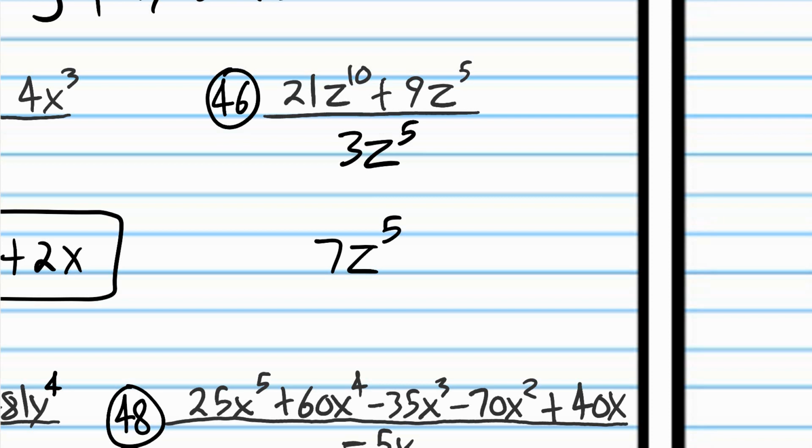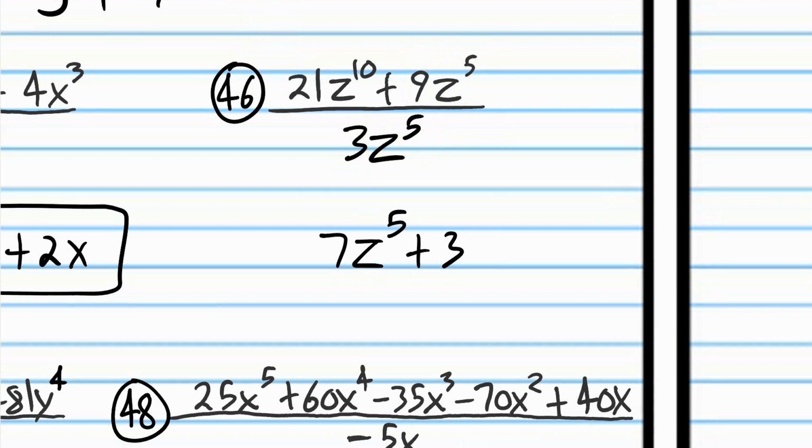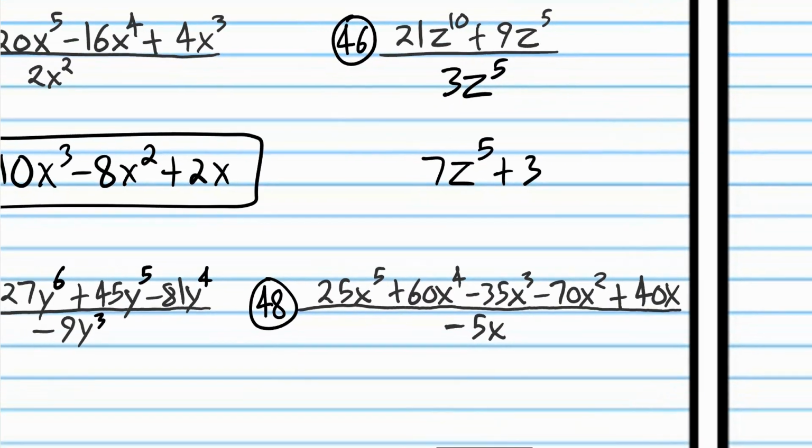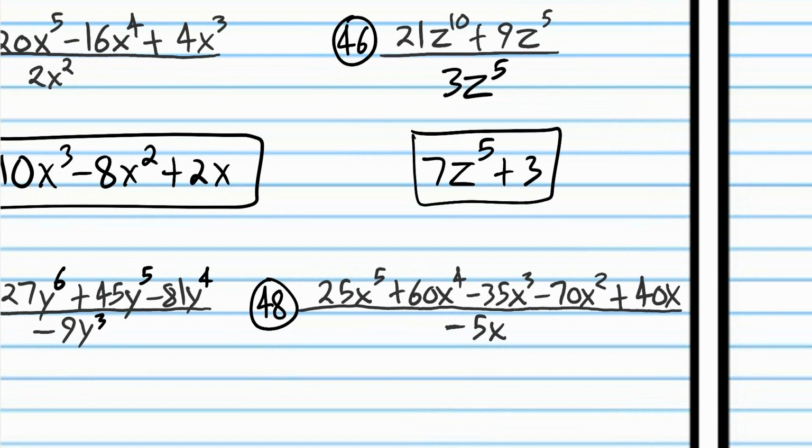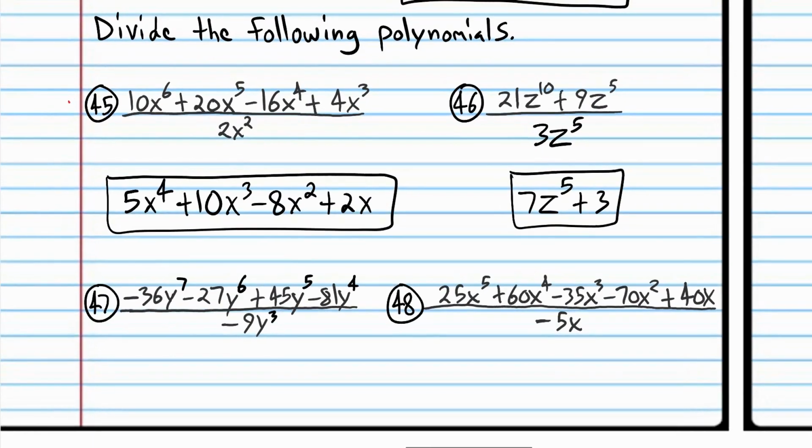Then we're going to divide 9z to the 5th. 9 divided by 3 is 3. And notice that those powers are the same, so if you subtract them, you get 0. But anything raised to the 0 power is just 1. So that becomes 3 times 1, which is just 3. So you can just cancel those z's out completely. They cancel each other out. Go ahead and try number 47, and when you come back, we'll do it together.